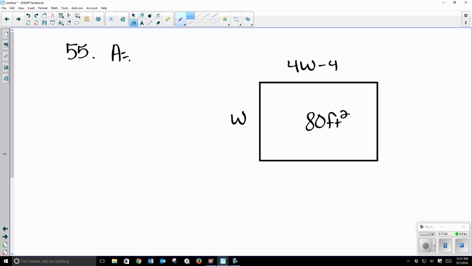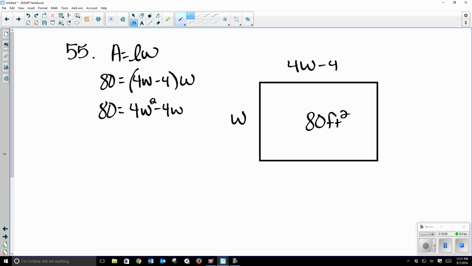Okay, so we know we have an equation here. Area is length times width, so the area would be the length, 4w minus 4, times w. So that's 4w squared minus 4w, and I can plug in 80 for area. When we have a quadratic term and a linear term, we need to set it equal to 0 so that we can factor.